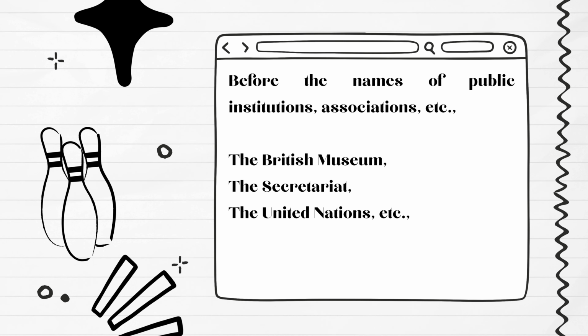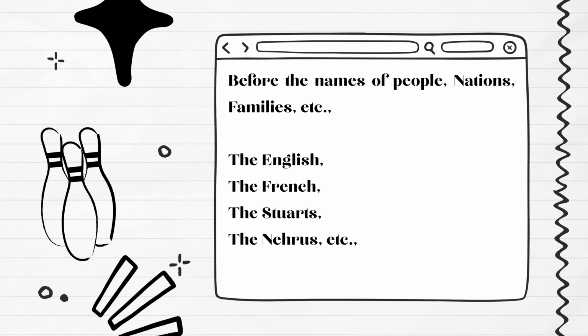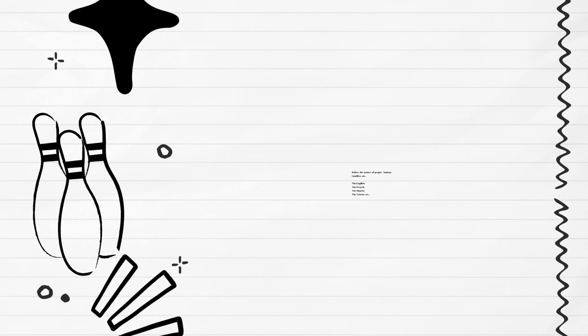Before the names of public institutions, associations, etc. The British Museum, the Secretariat, the United Nations, etc. Before the names of people, nations, families, etc. The English, the French, the Stuarts, the Nehrus, etc.